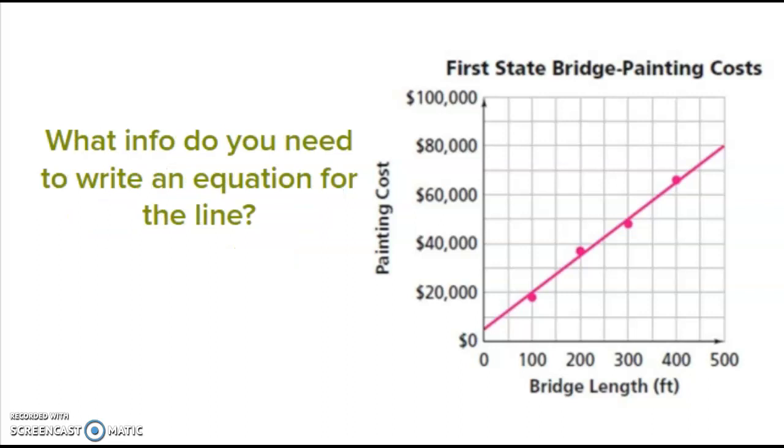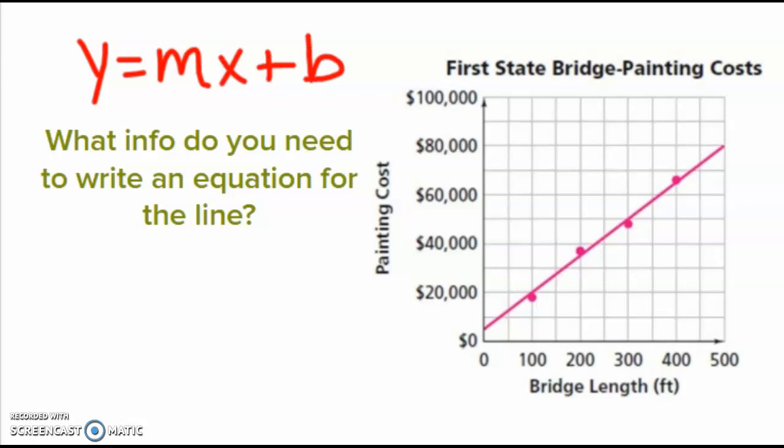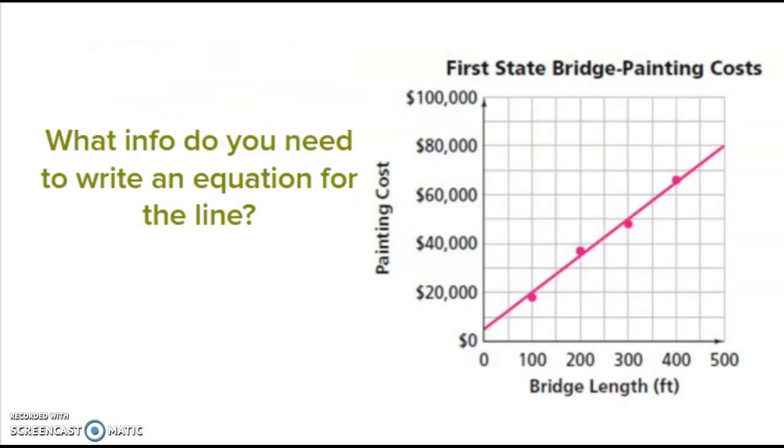What information do you need in order to write an equation for this line? We're in the linear unit, so we're going to be using y equals mx plus b. So what information would I need in order to complete this? It's not a trick question. I would need the slope, and I would need the y-intercept. So let's figure those out.